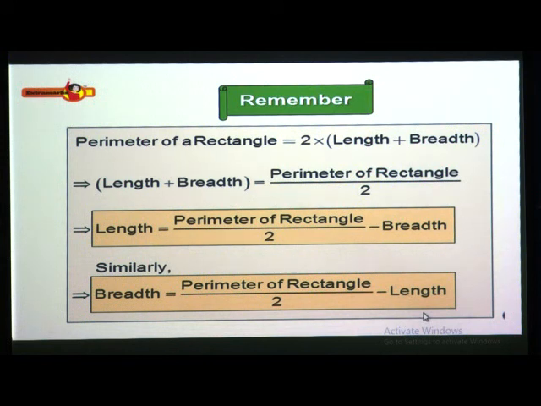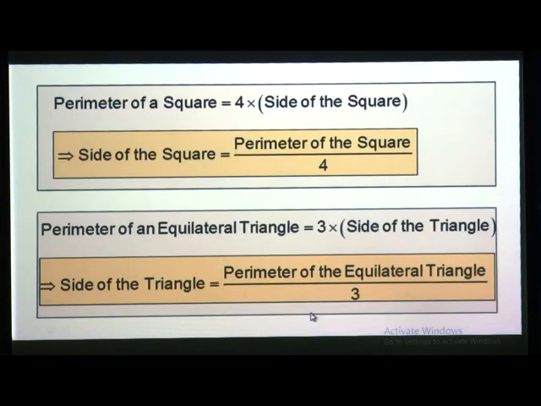So, in this way, we see the question and understand what we have to find. If we have to find the length, and the perimeter and breadth are given, we have to use this formula. In the same way, if we have to find the breadth in any question, then we have to use this formula, that is the perimeter of the rectangle divided by 2 minus length.